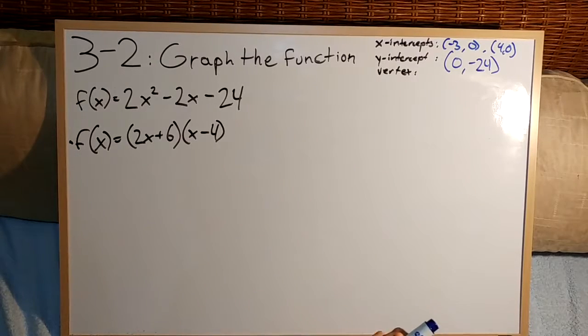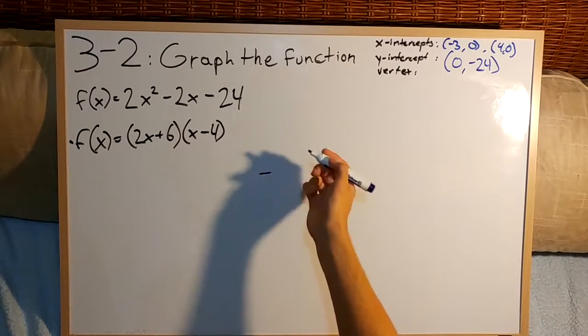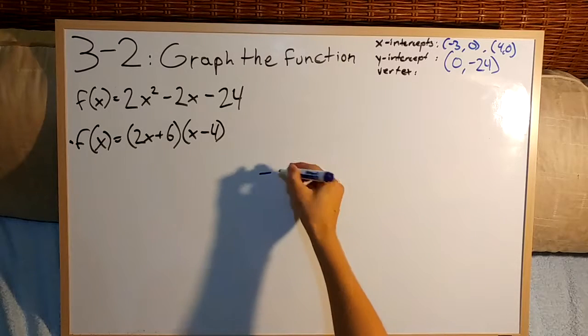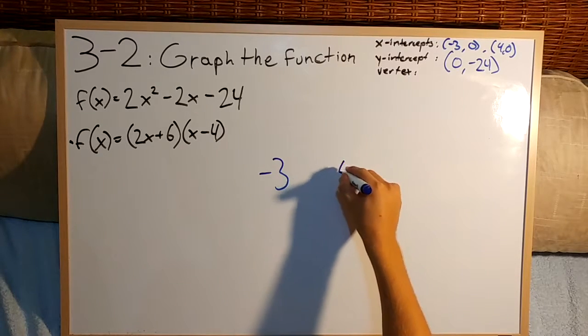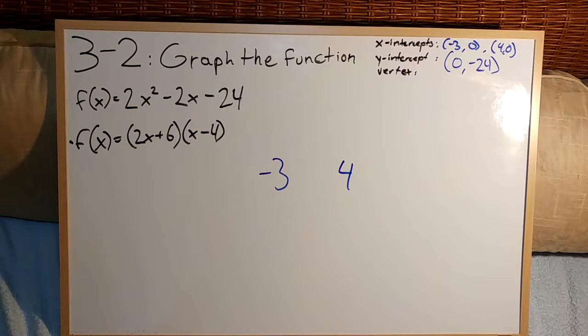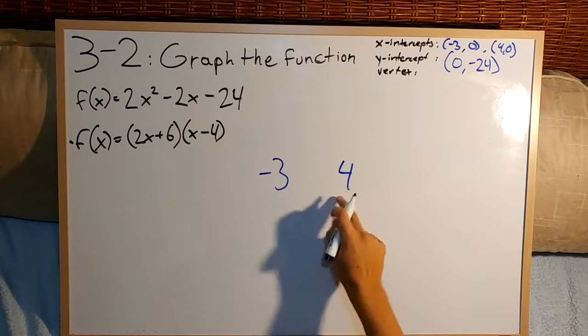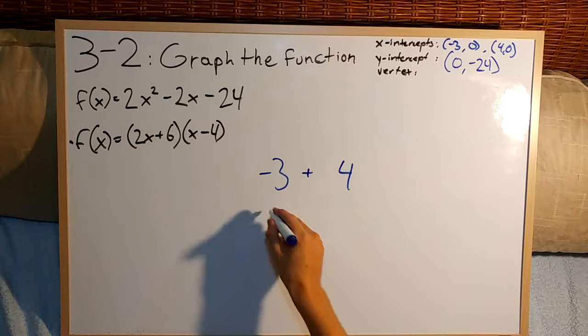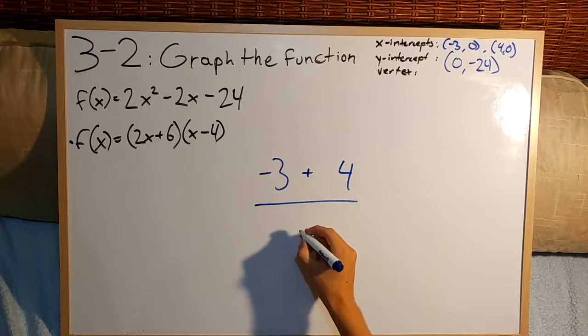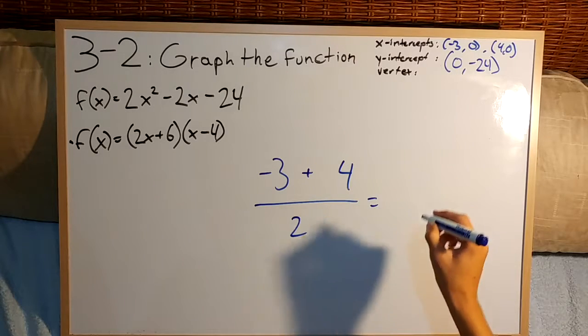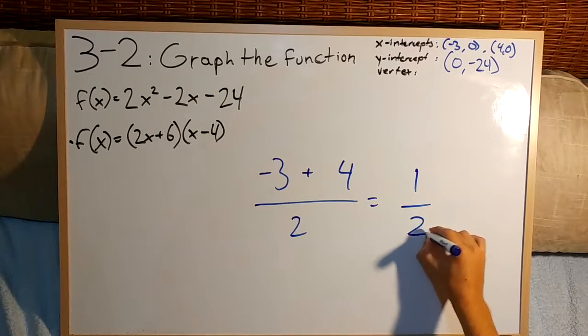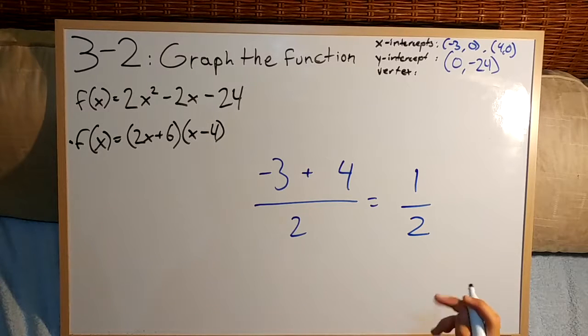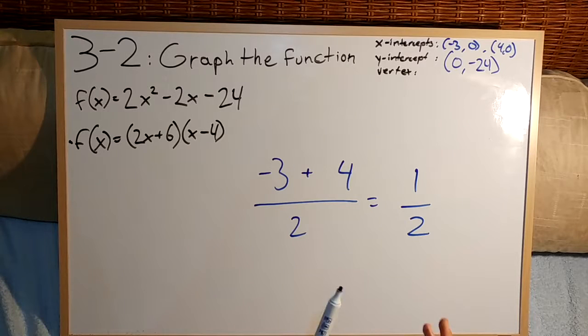We take both points. We have the x values of the x-intercepts: negative 3 and 4. To find the x value of the vertex, we add these two, negative 3 plus 4, and then divide by 2. So this will give us 1 over 2. Now we have found the x value of the vertex, which is 1 over 2.